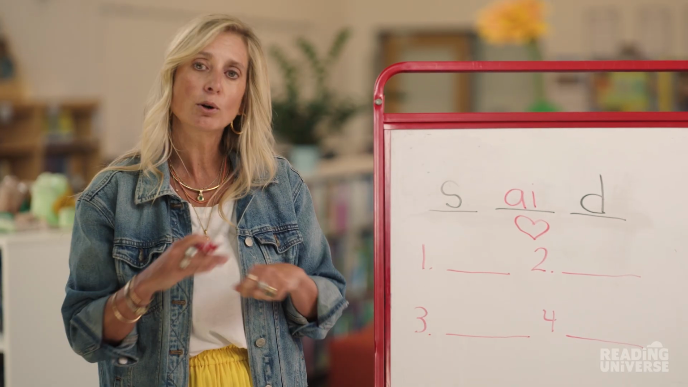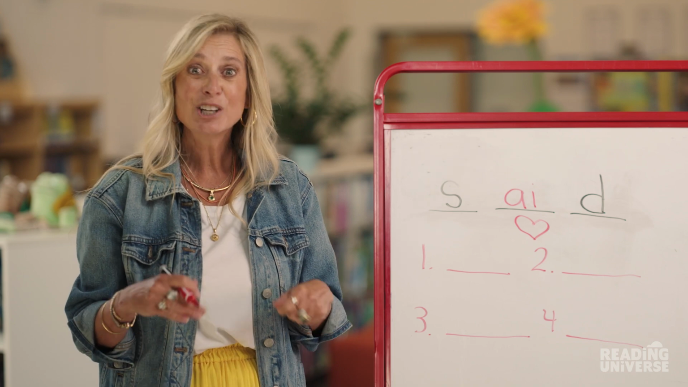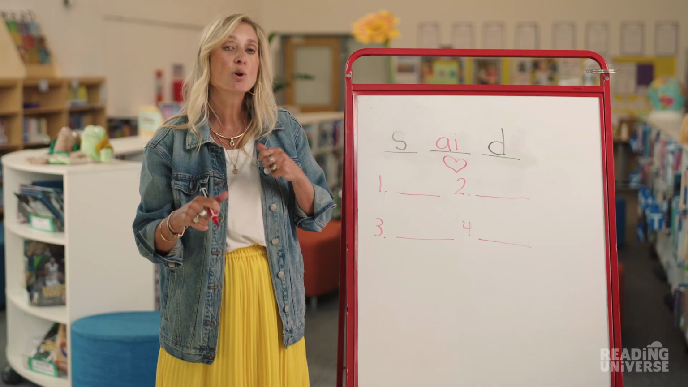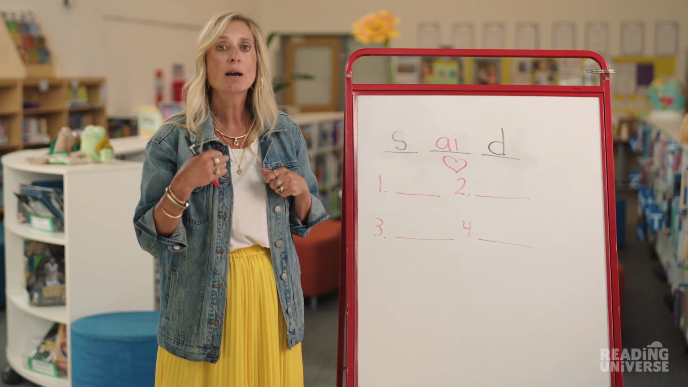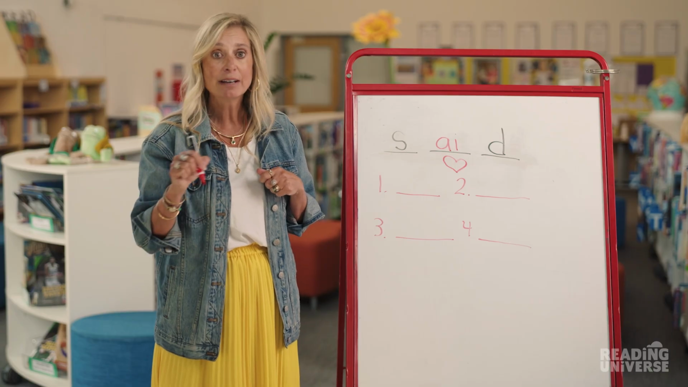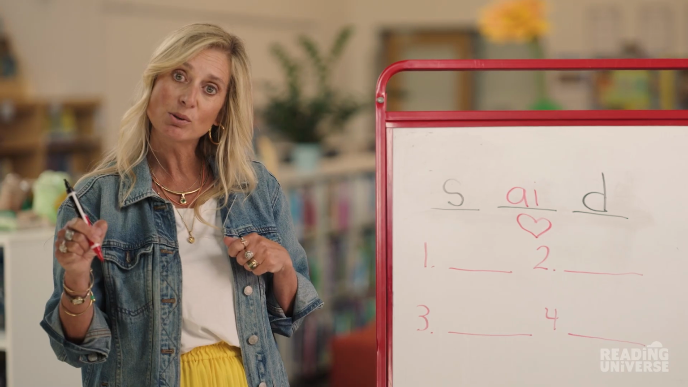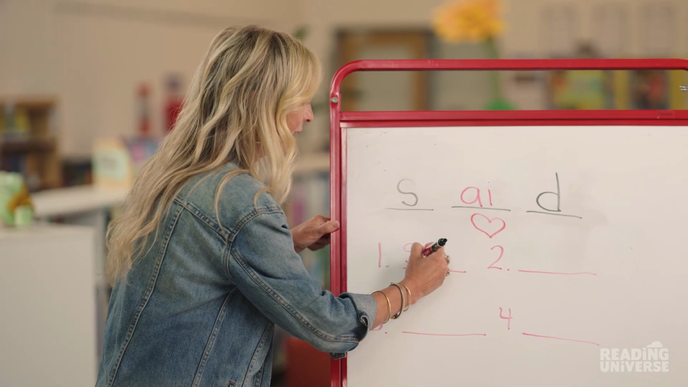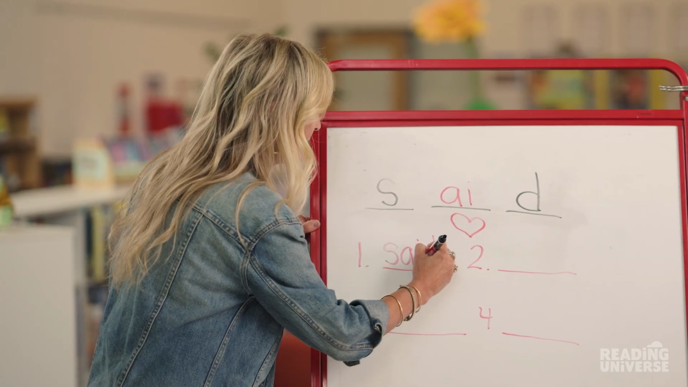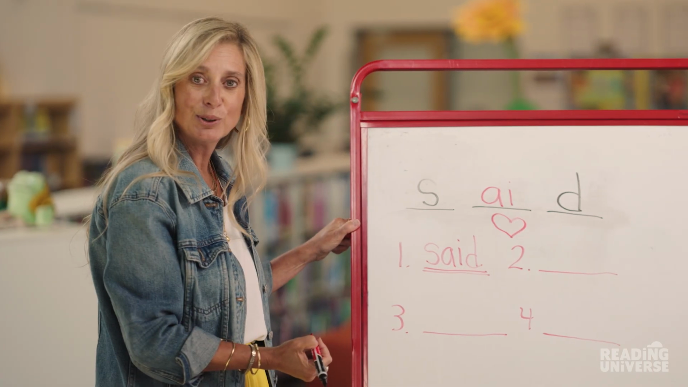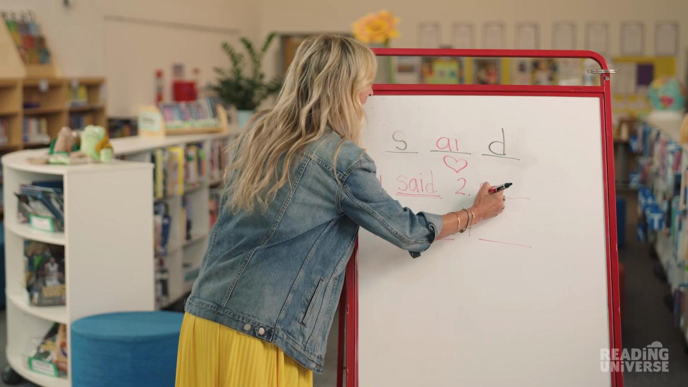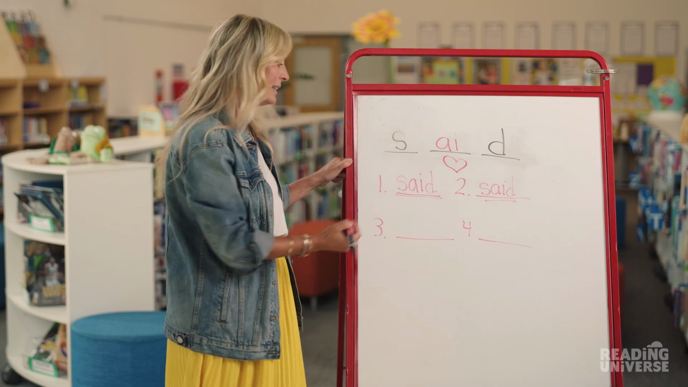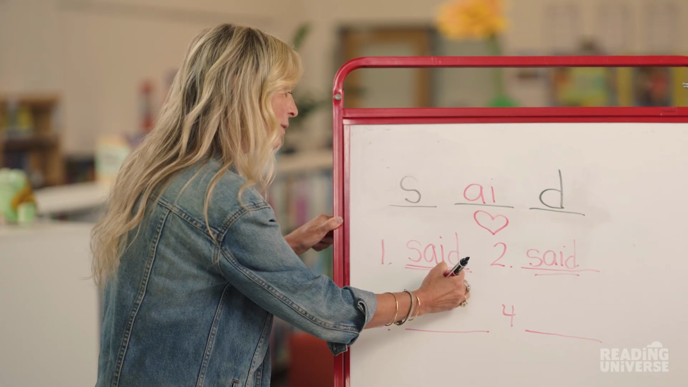Just like if you're at soccer or gymnastics or piano, you have to practice in order to get really good at something. We are going to practice with the word said so that when we see it, we can read it, and when we want to spell it, we have the letters that we need to spell it. So pick up your pencil and let's spell it out loud and write together. S-A-I-D, said. Good. Second one, again. S-A-I-D, said.